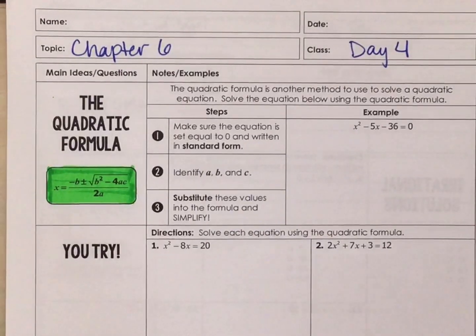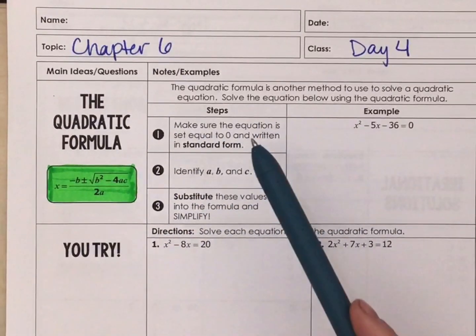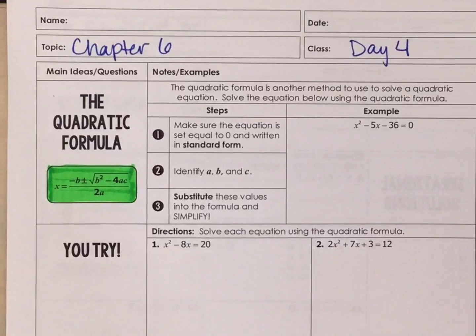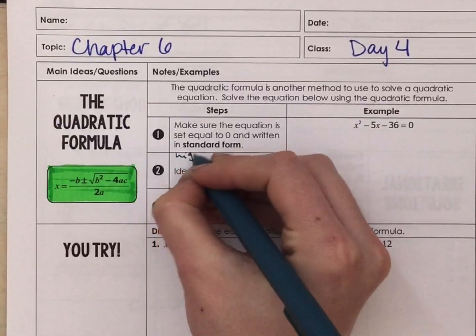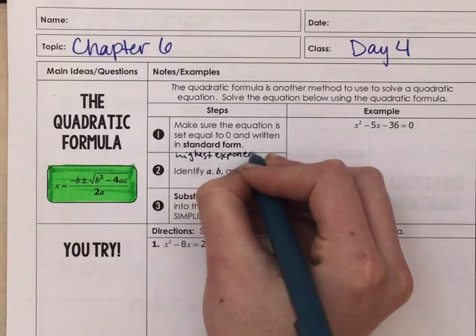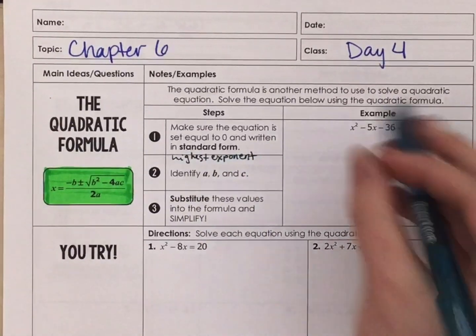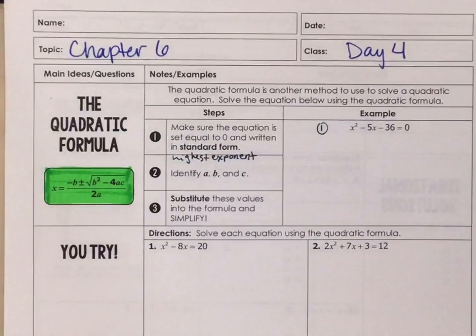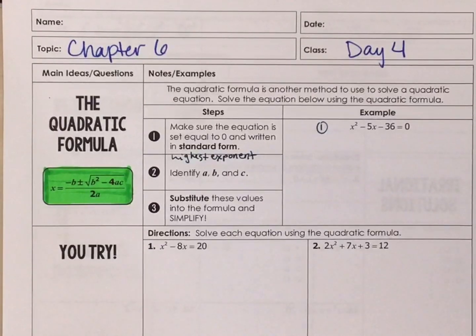So first thing that we want to do in order to use the quadratic formula is make sure that our equation is set equal to 0 and written in standard form. So that's the main thing. So standard form, remember, is highest exponent first. And so our equation here is already done for us. We've got x squared minus 5x minus 36 all set equal to 0. So we don't have to do any extra steps for that one.